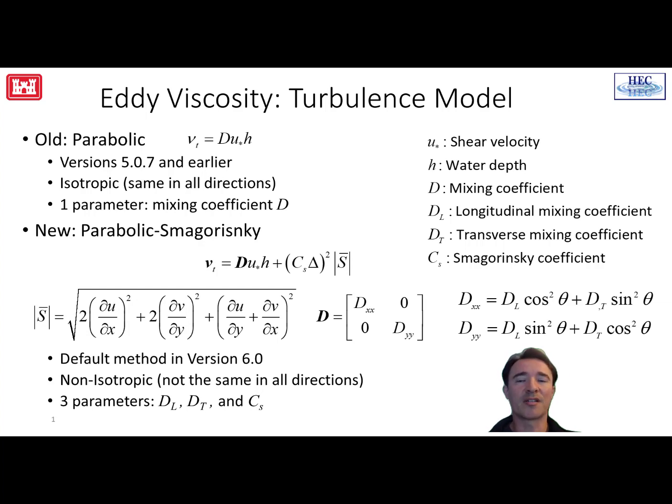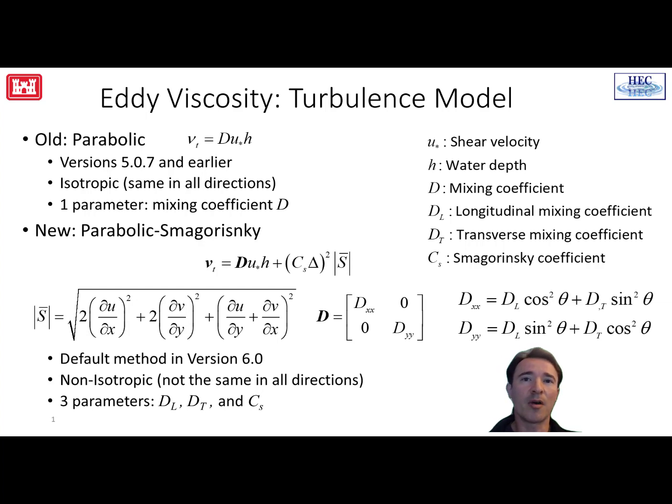This is important because areas with high horizontal shears produce more turbulence. The new turbulence model is better, but it's more computationally expensive because of the velocity gradients. It also has three parameters instead of one, so it can be more difficult to calibrate. However, it does generally produce better results. The three parameters are the longitudinal and transverse mixing coefficients and the Smagorinsky coefficient. If the longitudinal and transverse mixing coefficients are set to the same value, and the Smagorinsky coefficient is set to 0, then it reduces to the previous formulation.